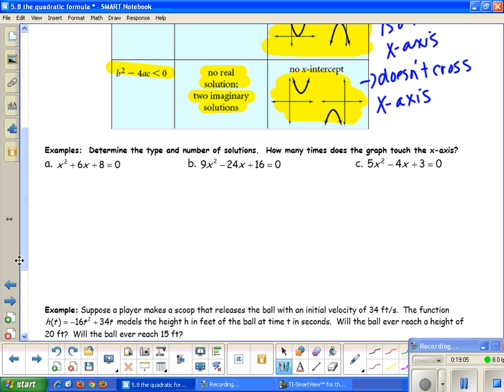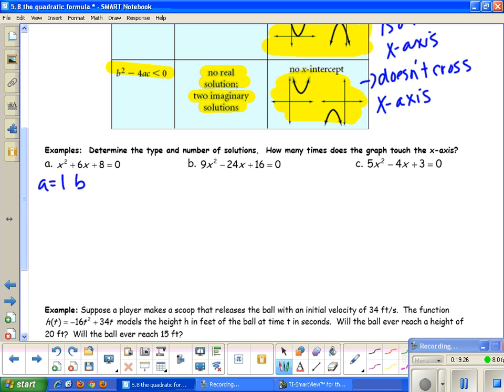So for example, it says determine the type and number of solutions. How many times does the graph touch the x-axis? Since it just says determine the type and number of solutions and how many times we cross the x-axis, we don't have to do the entire quadratic formula. If instead the question said to solve and find the solutions, then I would. But in this case, I don't.